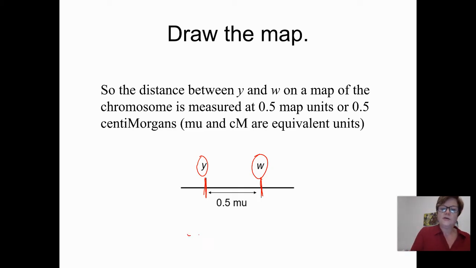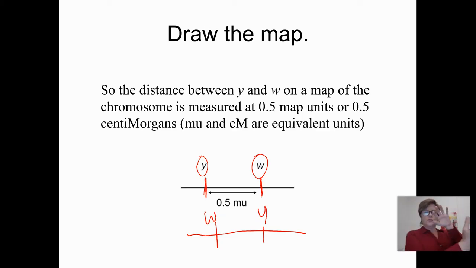It would not matter if you put W here and Y here, because chromosomes have no right side or left side. So if we rotate it around, it would still be 0.5 map units between them. So that does not matter.